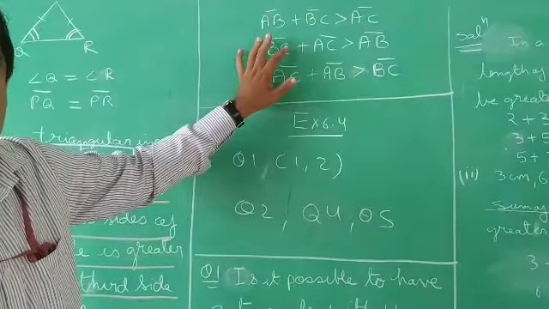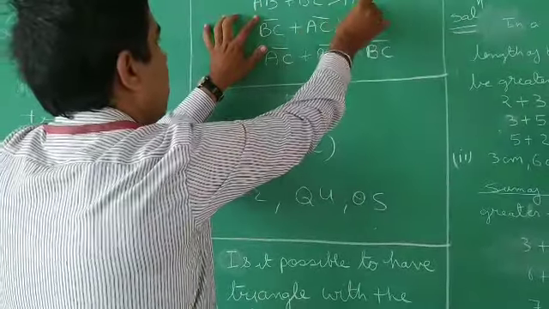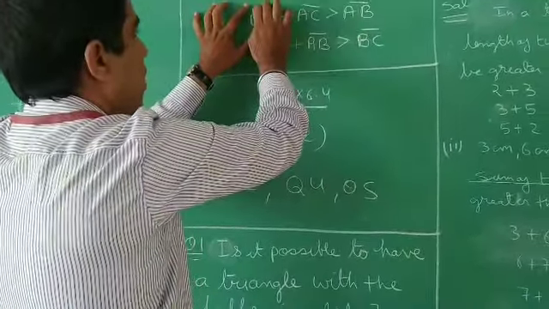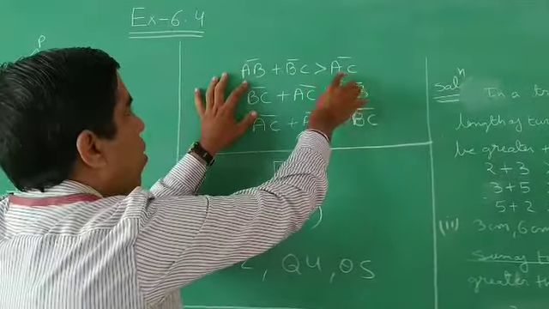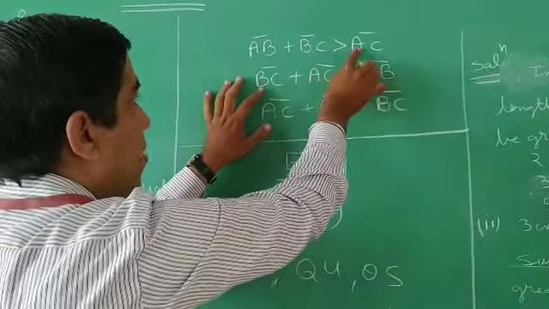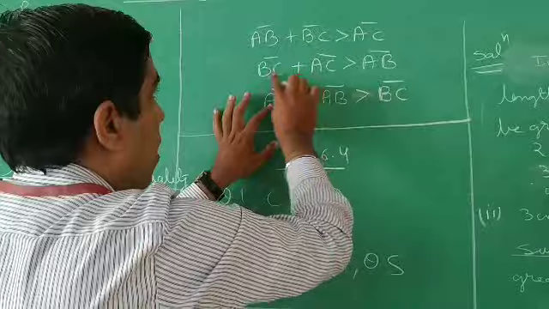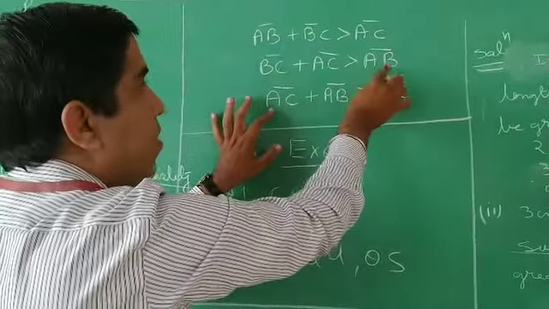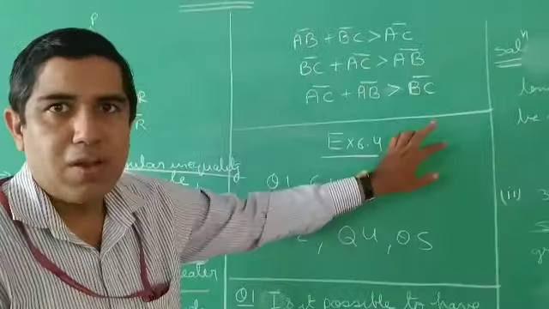I am explaining once again how I have taken these. First, this is the first side, second side, and this is counted as the third side. Now AB plus BC is greater than AC I have taken. Now I will shift this to the other side. Now BC plus AC is greater than AB. Now I will shift again, so AC plus AB is greater than BC. So all sides become one and the third side.